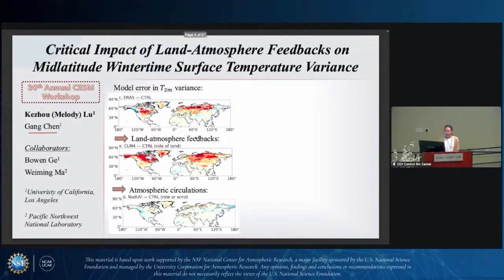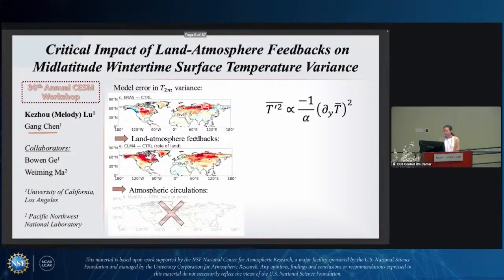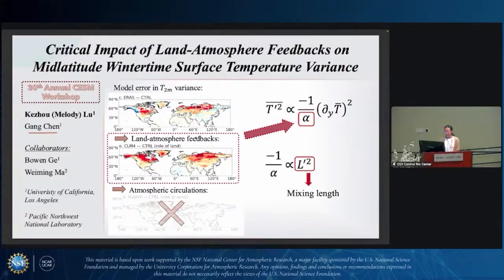And we also found that the atmospheric circulations in synoptic scales aren't as important as previously thought. And we further developed a theoretical framework trying to explain the land-atmosphere feedbacks using the parameters. And then we found that these parameters are actually naturally embedded following the traditional definition of the mixing length.